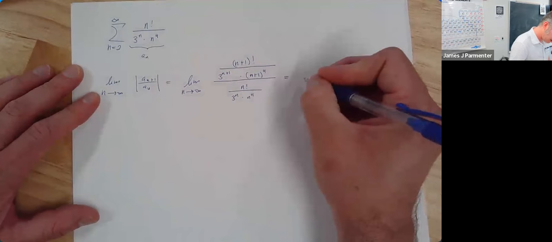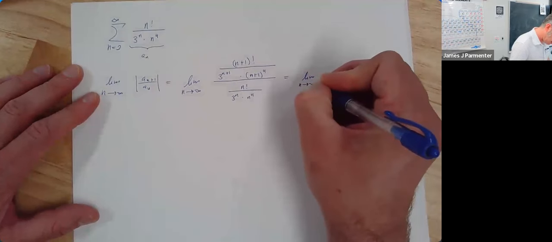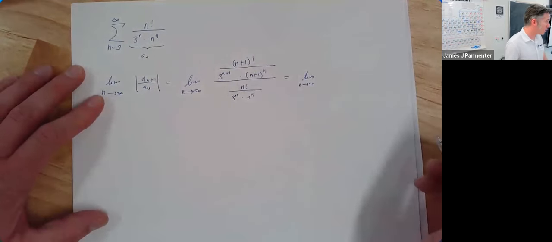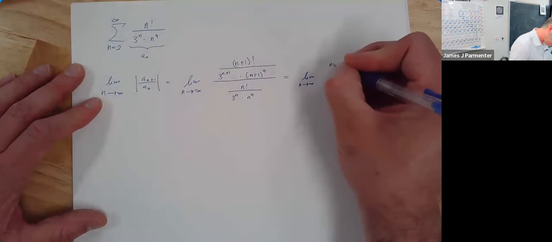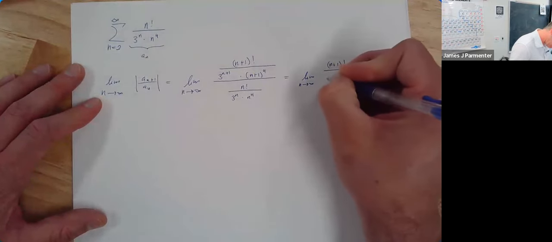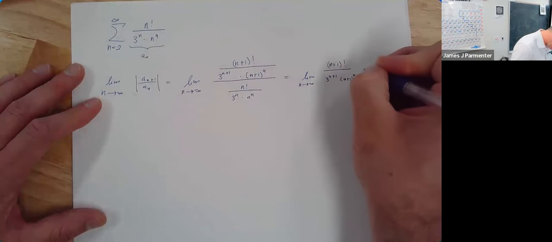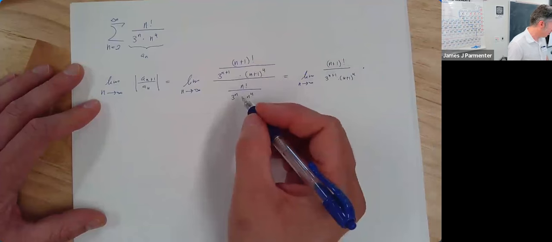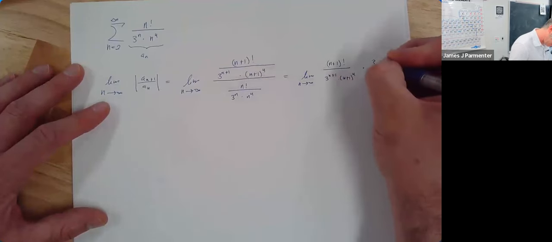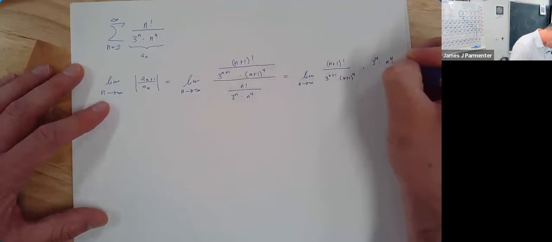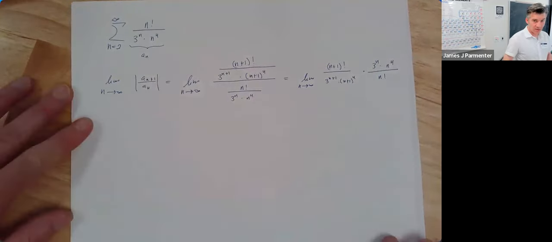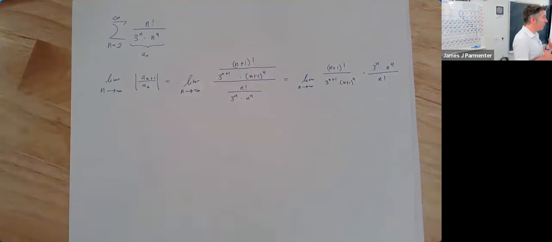Yeah, we got time. So this is going to be the limit as n goes to infinity. Here's the actual first step. I would encourage you all to have written n plus 1 factorial over 3 to the n plus 1 times n plus 1 to the fourth times the reciprocal of the denominator. Right? We flip and multiply. You get 3 to the n times n to the fourth over n factorial. And then just like the previous time, we're going to group the like things together.